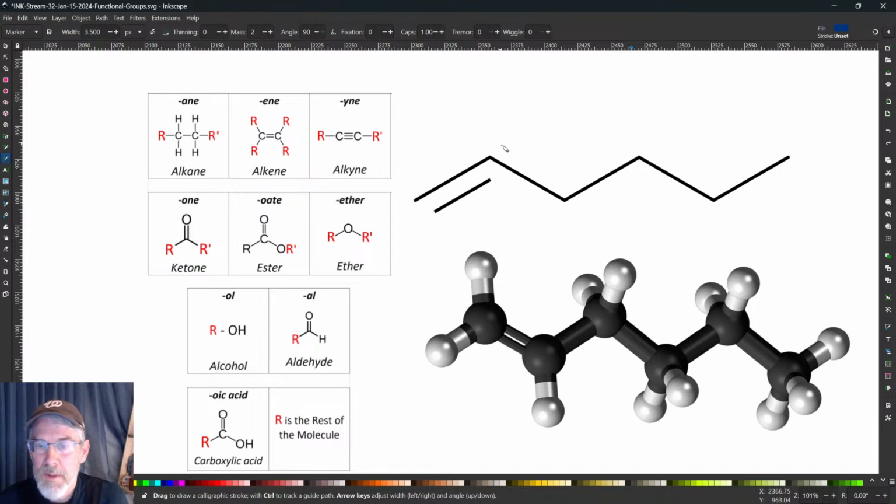I'm going to write the carbons in for you. So I have a carbon here, here, here, here, here, and here. So you can see them. And there's the double bond right there that we're seeing.